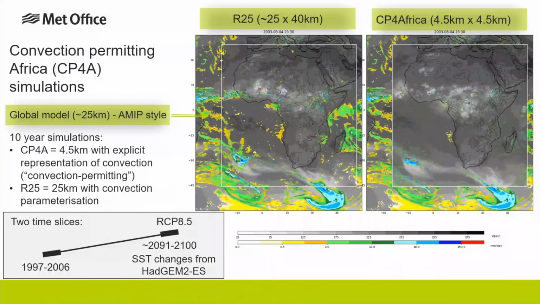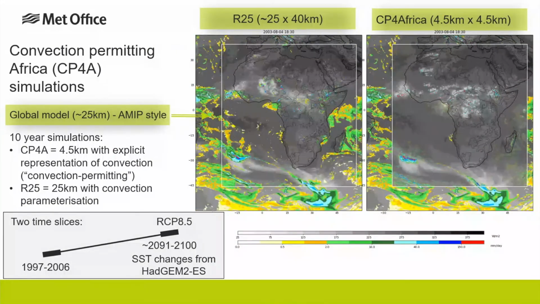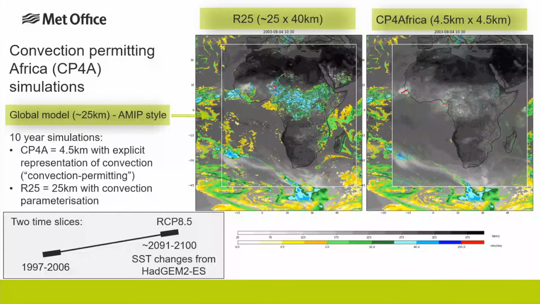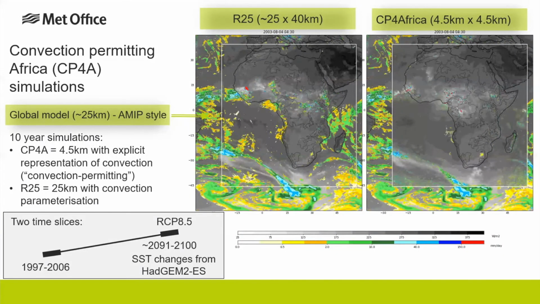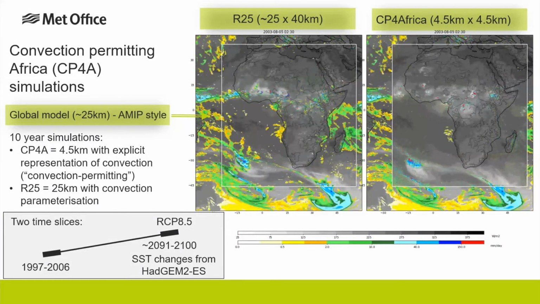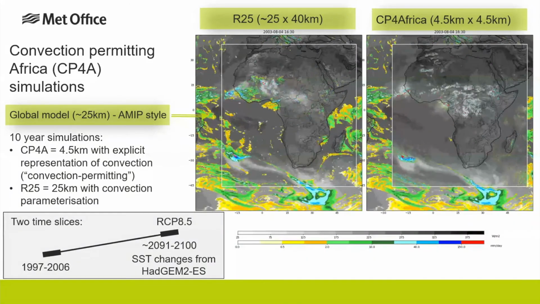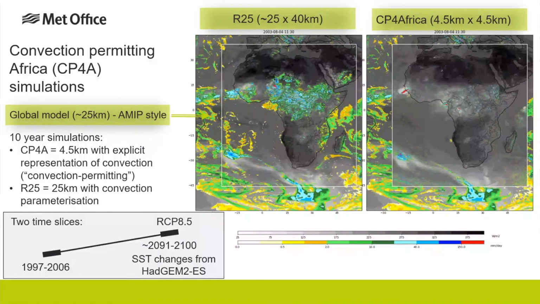Similarly, we've just completed some simulations over the whole of the continent of Africa. So again, let's see, which round is it? The left-hand side now is the global model with parameterized convection. The right-hand side is nested within that global model, a convection permitting model, again with the finer detail.